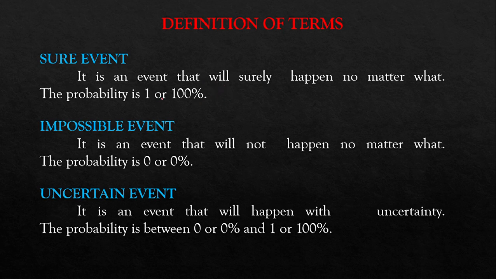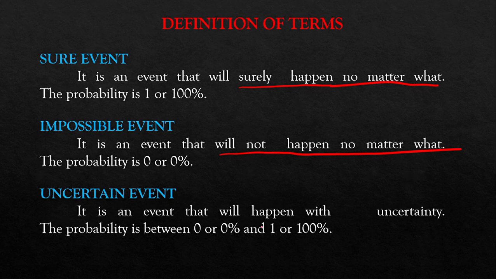Next, we also have other terms. When we say sure event, these surely happen no matter what, for example, the rising of the sun every morning. An impossible event is an event that will never happen no matter what. For example, a man can fly. That is an impossible event. We all know that a man couldn't fly.